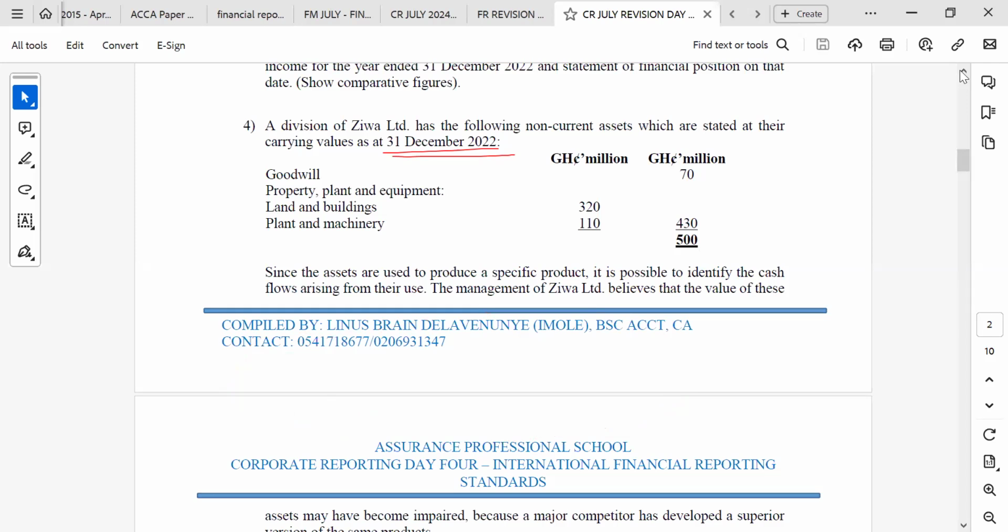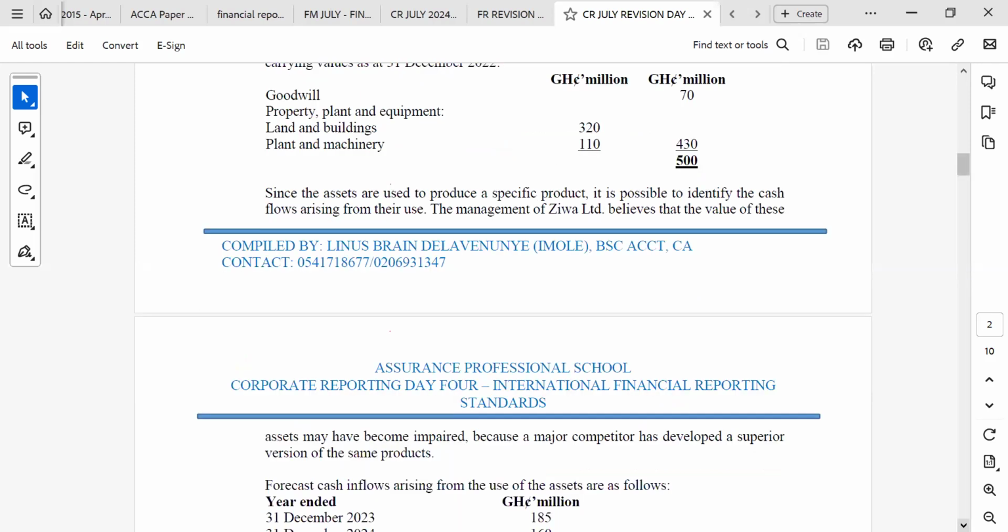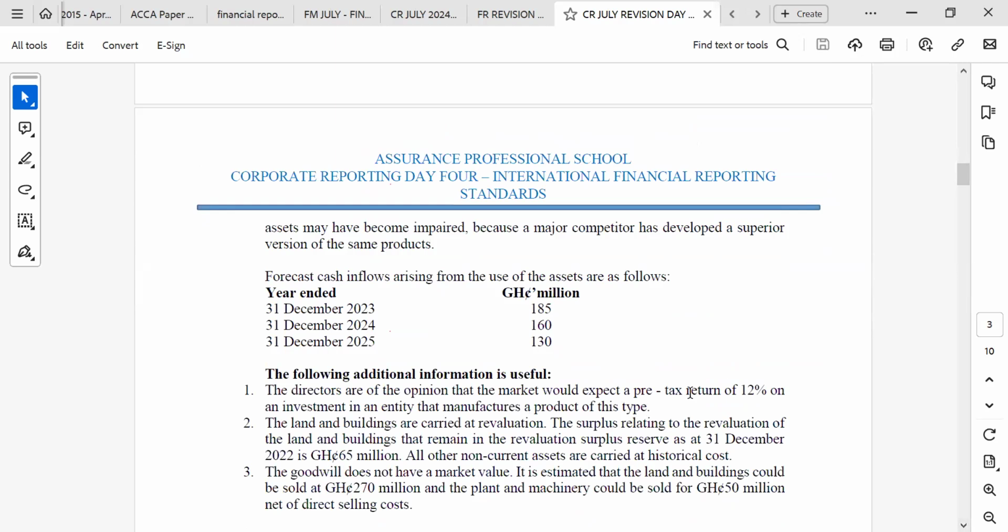The cash flow should always be a pre-tax cash flow. Why? Because your discount factor will also be a pre-tax discount rate. So these are the cash flows. They are going to be for only 3 years, and the discount rate will be 12%. So let's now find the value in use.